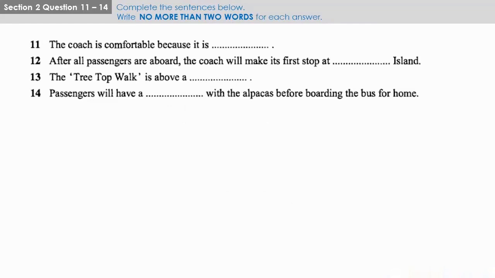Section 2. You will hear a representative from Dreamtime Tours giving information about a particular tour option. First, you have some time to look at questions 11 to 14. Listen carefully and answer questions 11 to 14.